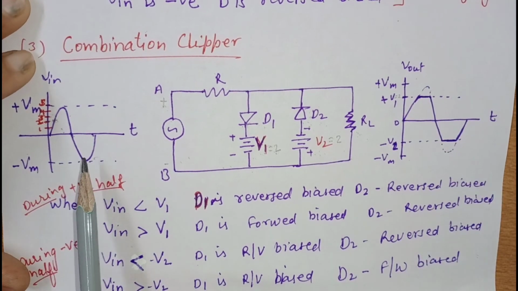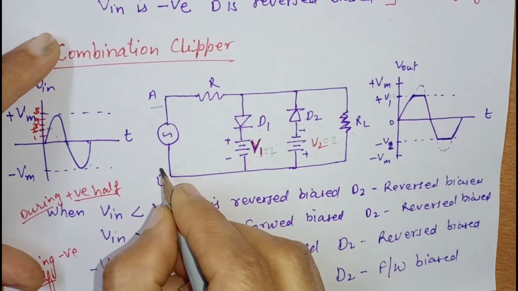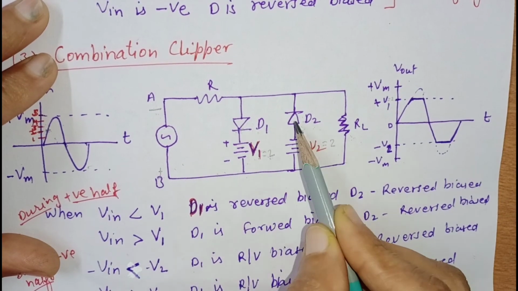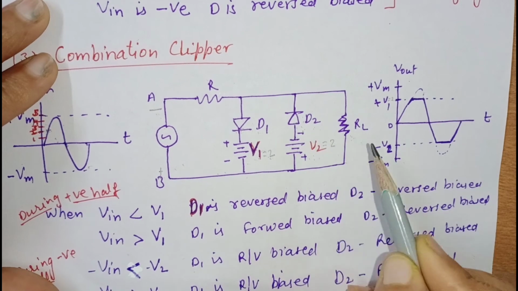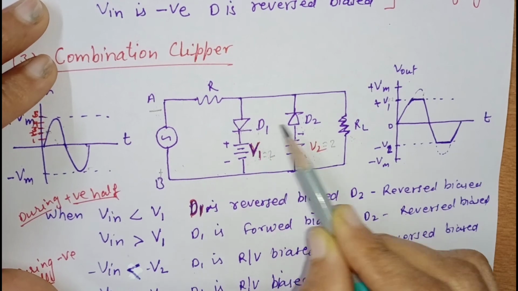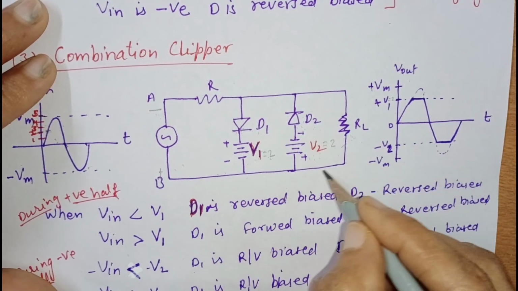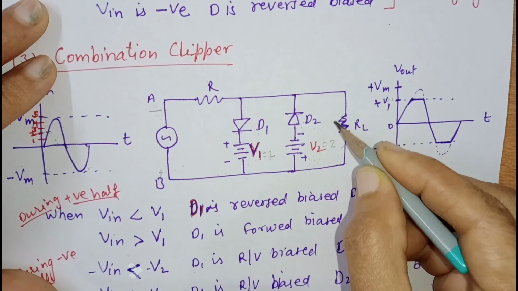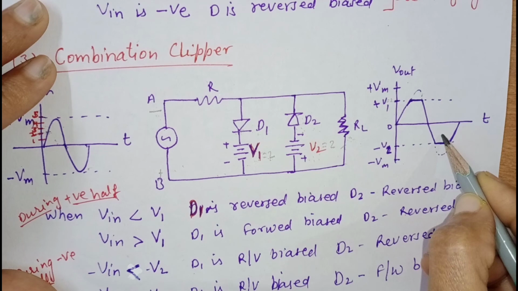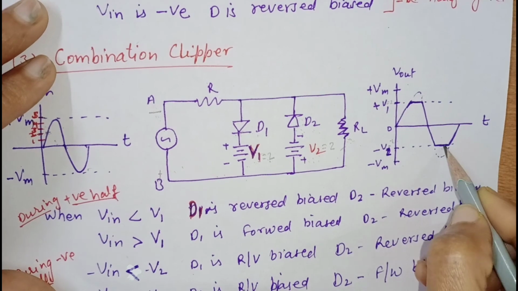Now during the negative half cycle, A is negative with respect to B. In this case, this diode becomes reverse biased and this diode becomes forward biased. But up to voltage V2, this diode is reverse biased. So both the diodes are reverse biased. The current will follow this path in this direction, going through RL. So there will be a voltage drop and we will get output. This is the output. This wave is showing voltage -2. So we will get output.